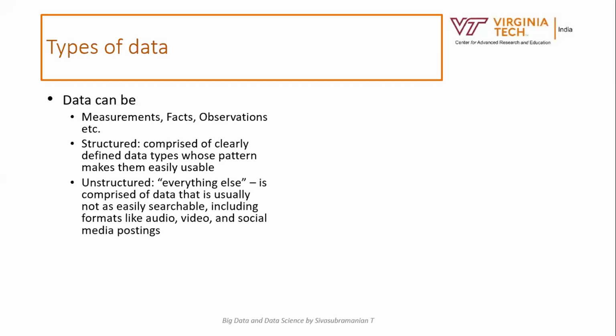What do you mean by unstructured data then? Well, everything else, right? It comprises data that is usually not easily searchable, including formats like an audio file or a video file or social media postings. For example, you have a movie or a song in your phone or your iPod or any of your devices, and is it possible to go to a particular word or a particular stanza of the song?